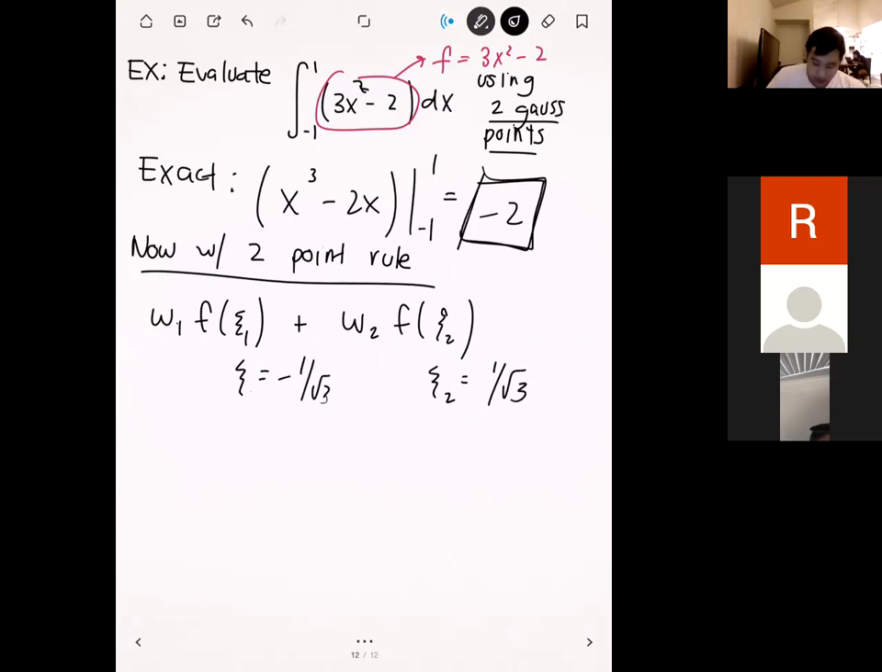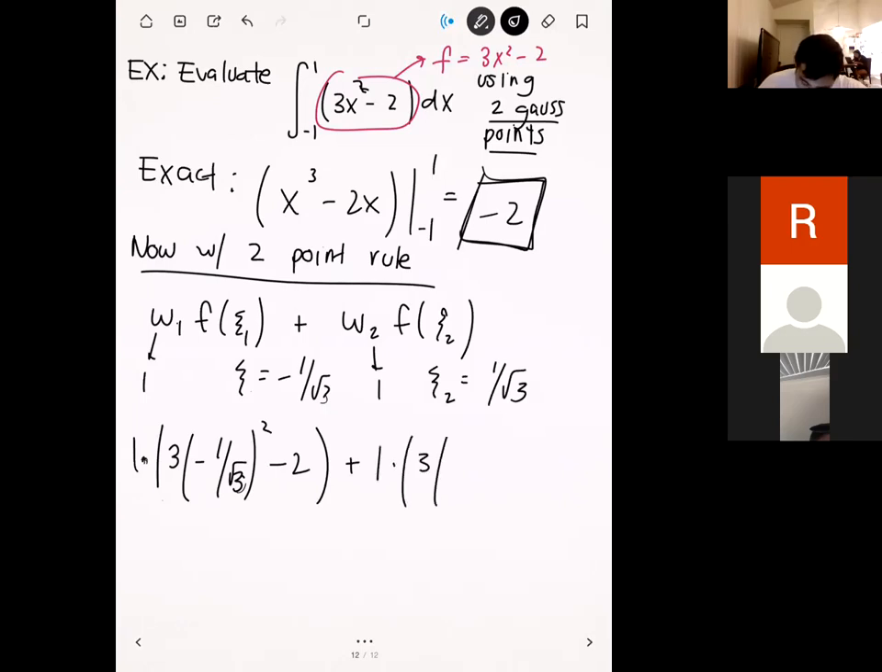And then W1 is going to be equal to 1, and W2 is also equal to 1. If we evaluate this, we have 1 times f at minus 1 over root 3. So this is 3 times minus 1 over root 3 squared, minus 2. Plus 1 multiplied by 3 times 1 over root 3 squared, minus 2.